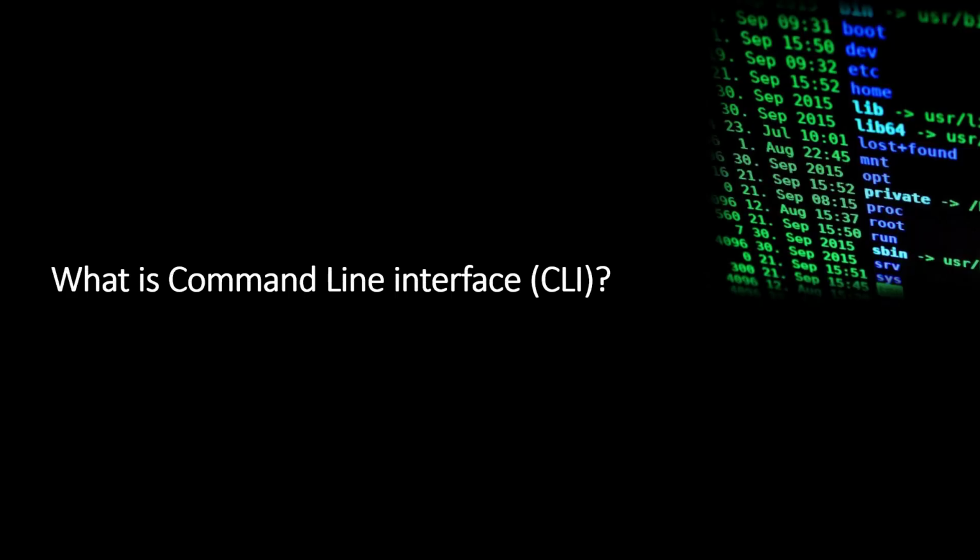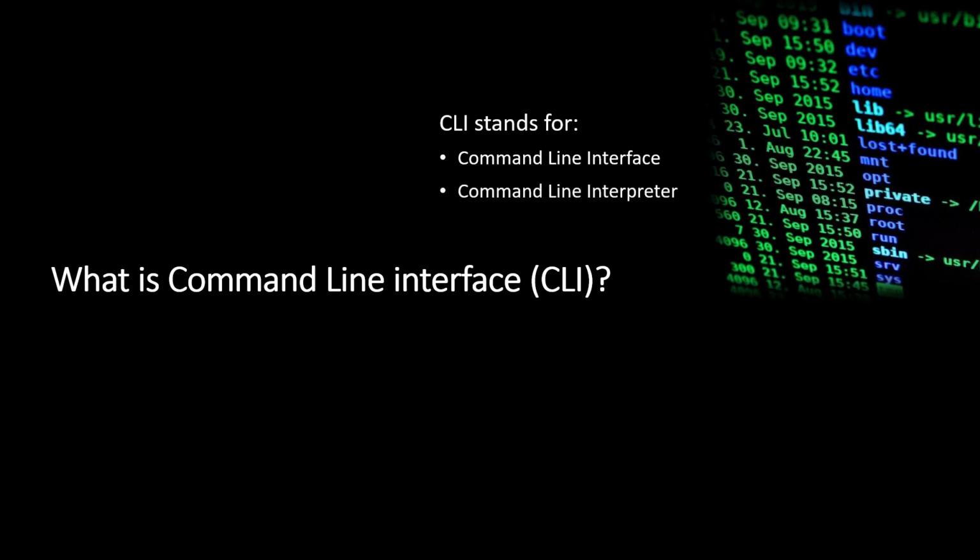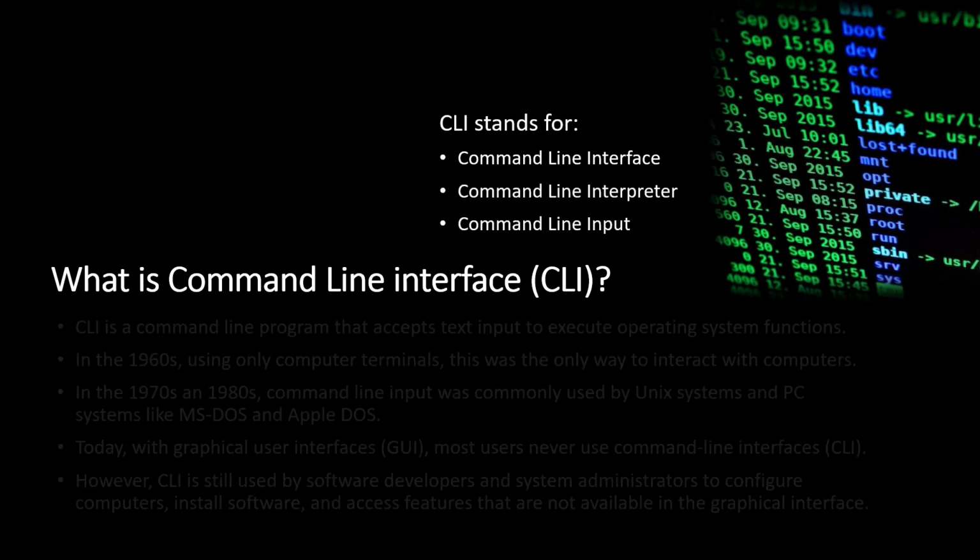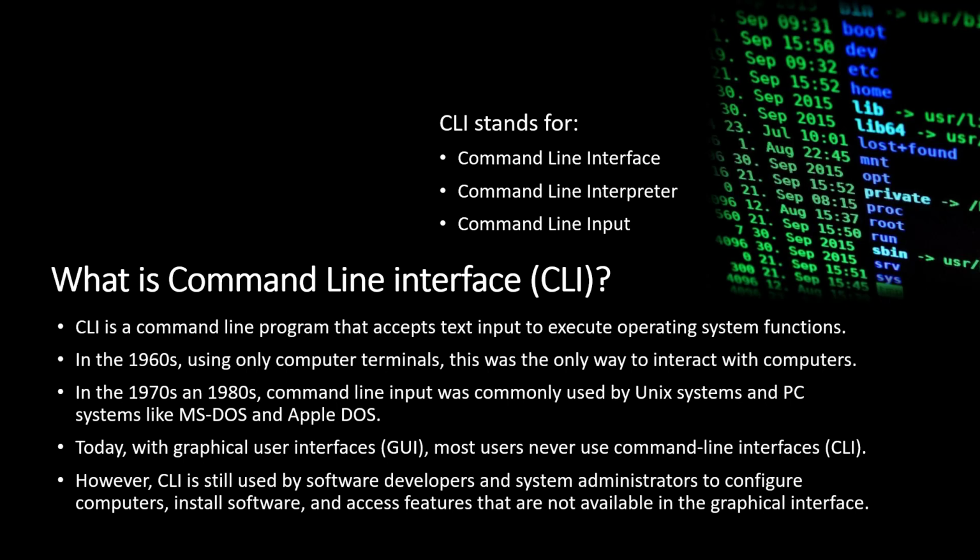What's Command Line Interface, or CLI? CLI stands for Command Line Interface, Command Line Interpreter, or Command Line Input. CLI is a command line program that accepts text input to execute operating system functions. In the 1960s, using only computer terminals, this was the only way to interact with computers. In the 1970s and 1980s, command line input was commonly used by Unix systems and PC systems like MS-DOS and Apple DOS. Today, with the graphical user interface, GUI, most users never use the command line interface, or CLI.